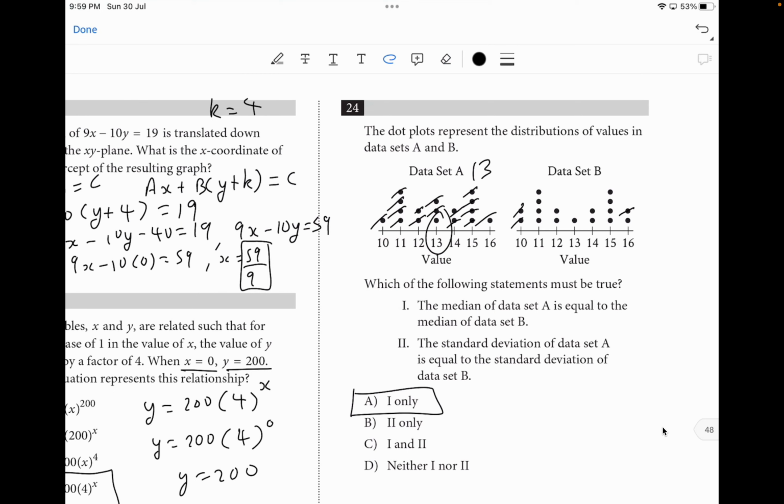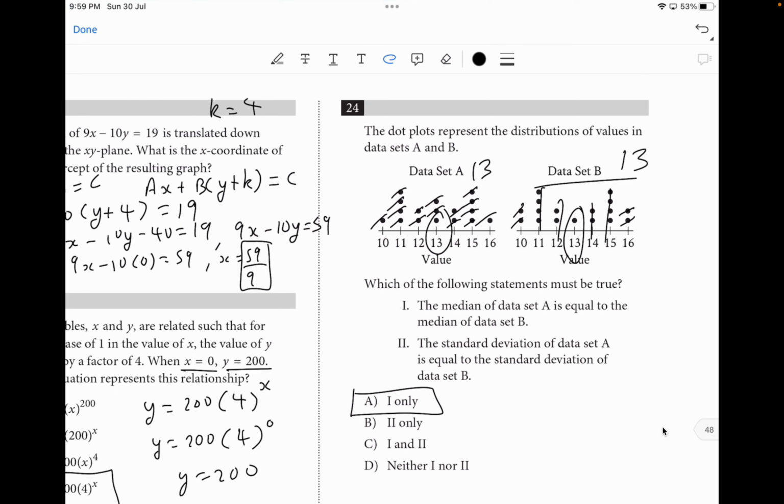Do the same thing in dataset B. Cross all of this out, and cross out all the other values. Then you should get the median for dataset B as also 13. So you can see that in this case the median of dataset A and B is 13 for both. Therefore, statement 1 is true. That's why choice A is the correct answer for question number 24.